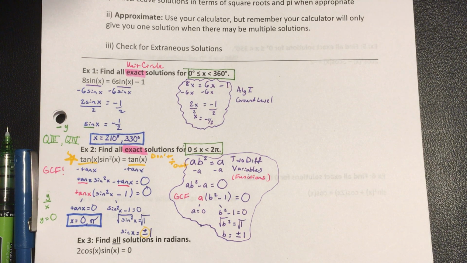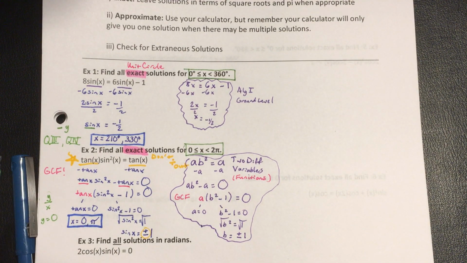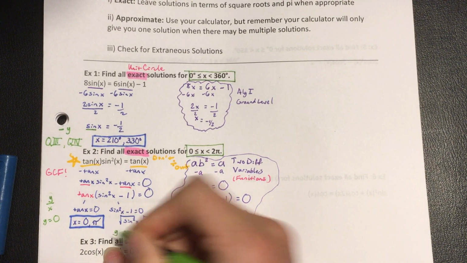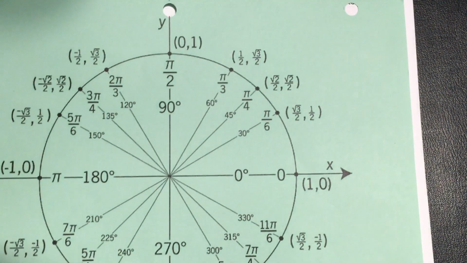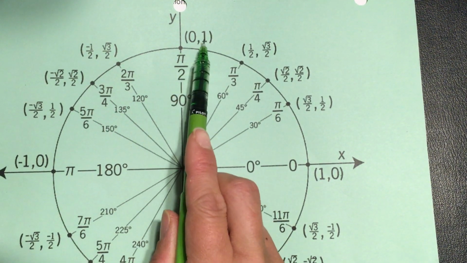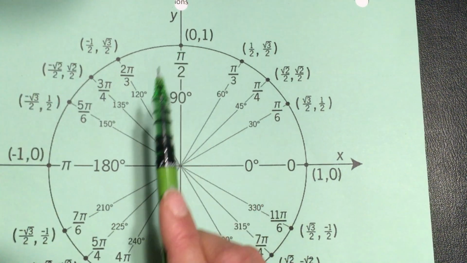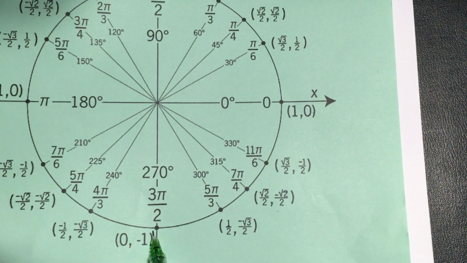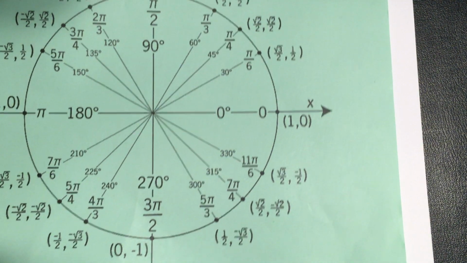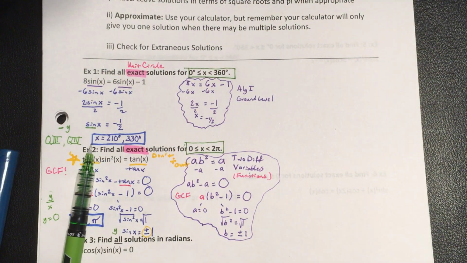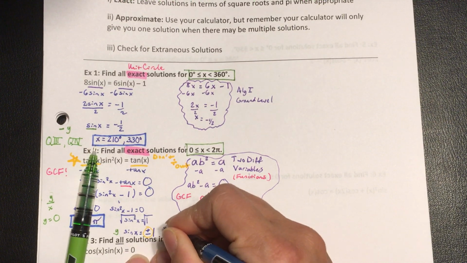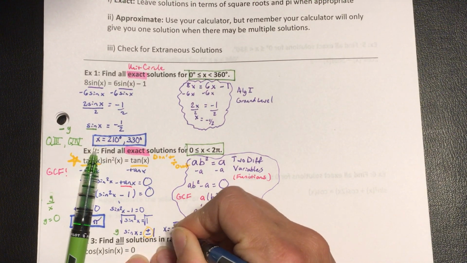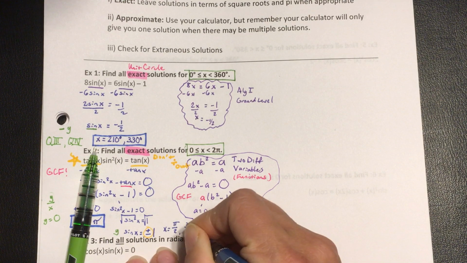So, where does sine of an angle equal positive or negative 1? So remember, sine means the y value. So where do I have a sine of positive 1? At pi over 2. My y value is 1. Where do I have a sine of negative 1? At 3 pi over 2. That's when my y value is negative 1. So from here, x is equal to pi over 2 and 3 pi over 2.